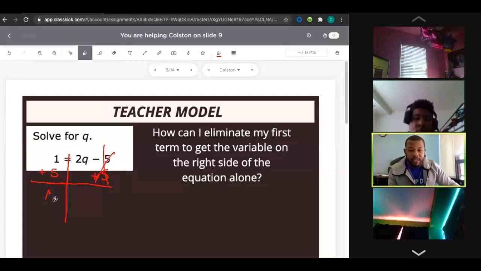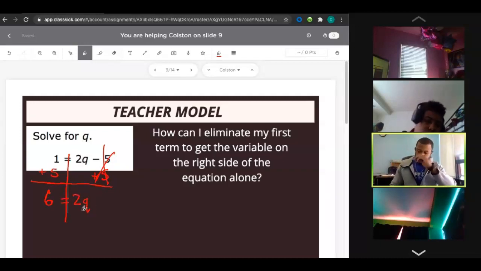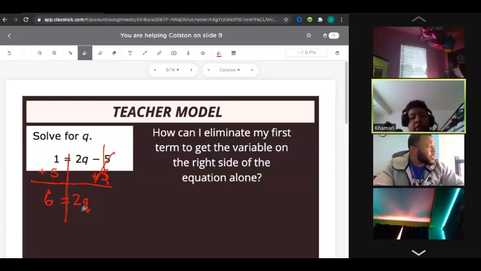1 plus 5 is going to give me 6. I don't know why it came out like that. 6 equals 2q. So now what do I do next? It says 6 equals 2q, or 2 times q. Can someone help me out? What would be my next step? You need to divide.